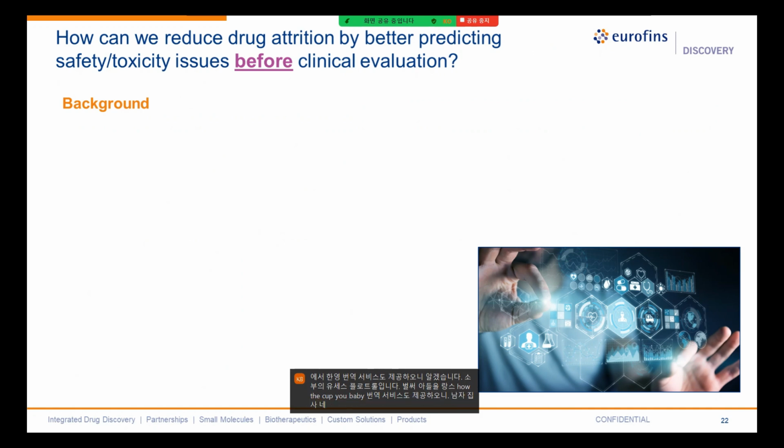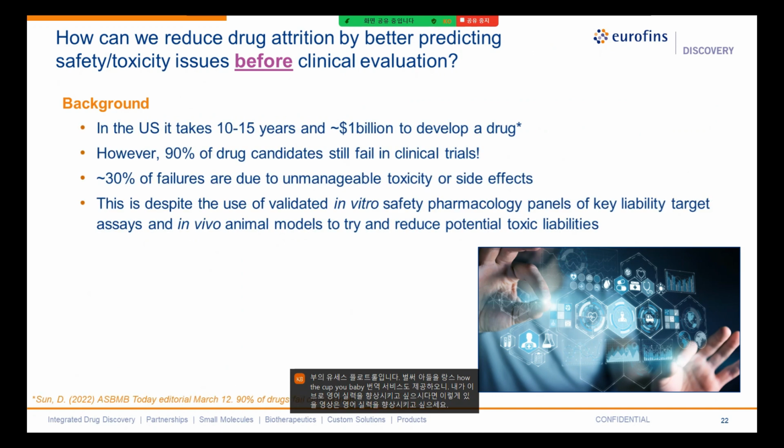Now, if we look at the profile that one might generate from Diversity Plus, that phenotypic profile, the fingerprint that I mentioned, is there anything we can do with that to identify potential toxicities? And can we do that before clinical evaluation and thus save attrition? At the moment, in the US at least, it takes 10 to 15 years typically and approximately $1 billion to develop a new drug. But many of them still fail in the clinic. 90% is a huge failure rate.